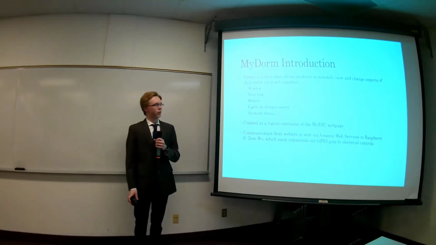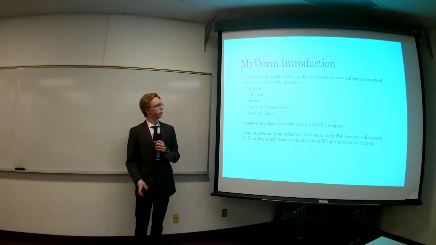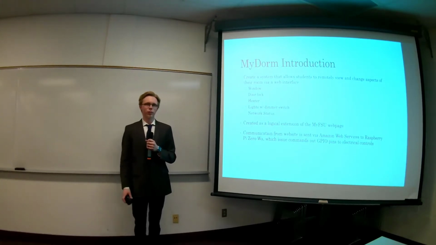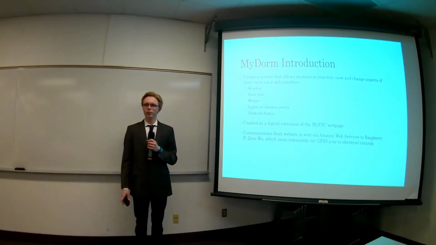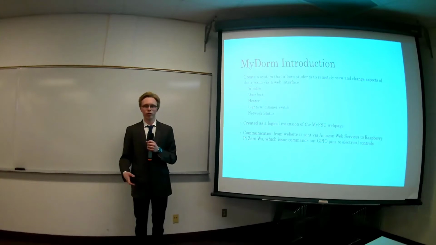So basically what our system does, it allows students to control and monitor their room in real time. We've got the window, a door lock, a heater, and a light switch with a dimmer switch. From the website or Alexa, they'll be able to change all those different features. You'll be able to unlock your door, open your window to a certain percentage and things like that, as well as see where those things are at, if you came to the website fresh and wanted to know, what temperature is my room, something like that.